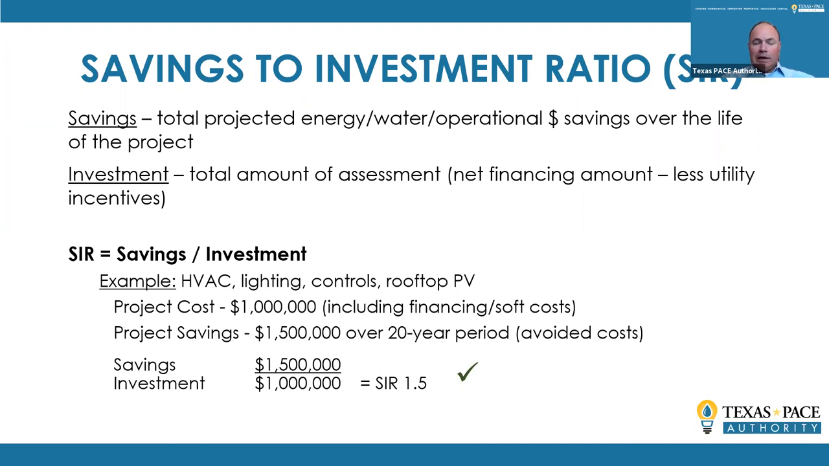But if you bundle in lighting, controls, water fixtures, other things, then that can help generate more savings and bring the SIR to 1 or greater than 1 and make the project qualify. Bundling and approaching the needs of a facility in a comprehensive fashion is really important.